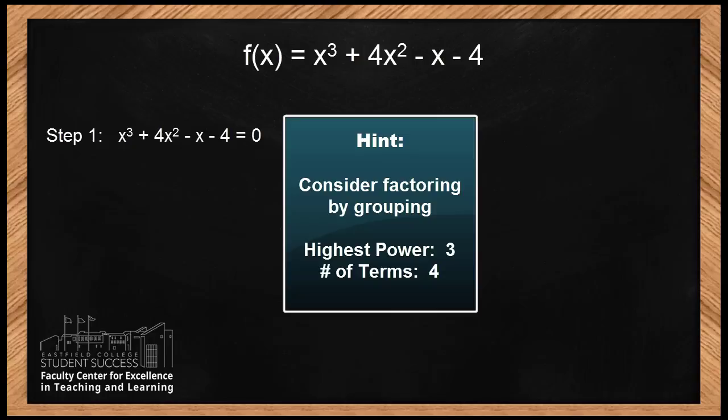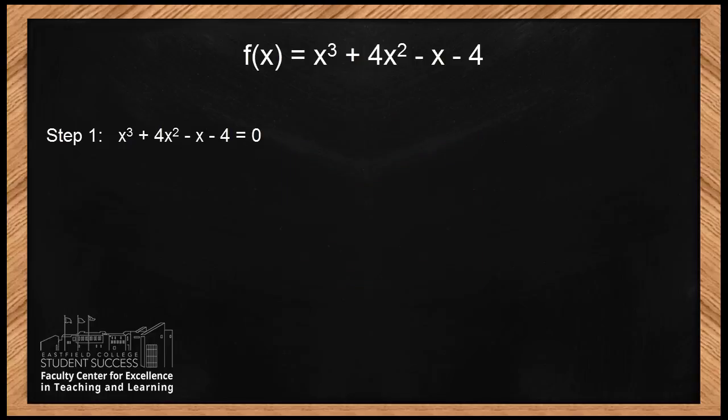Again, when the highest power is 3 and you have 4 terms, consider factoring by grouping. Sometimes it works, sometimes it doesn't, but if it does work, it's sure going to save you a lot of time. When we factor by grouping, we group the first 2 terms together and the last 2 terms together. As we group, we ask a question for each of those groups: what is the greatest common factor? For the first group, the greatest common factor is x squared. When I factor out x squared from x cubed, I have x left, and when I factor out x squared from 4x squared, I have a positive 4 left.